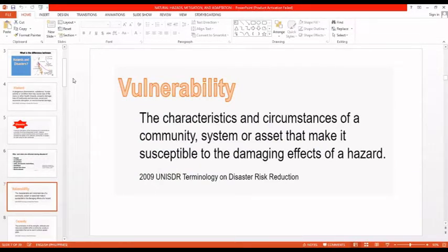So next, let's go to vulnerability. This is the characteristics and circumstances of a community, system, or assets that make it susceptible to the damaging effect of a hazard. When we talk about vulnerability, the people, the facilities, the environment, everything is easily affected when disasters happen.